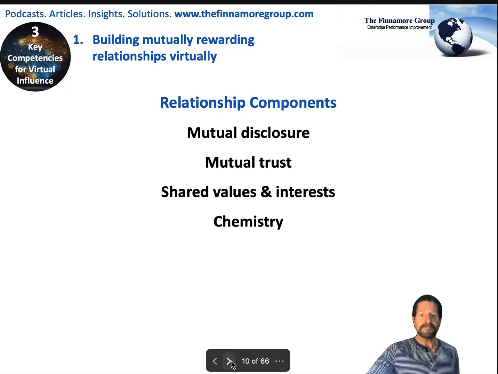So here are the components of a relationship. Social psychologists tell us mutual disclosure. That's a fancy word for knowing stuff about each other. Mutual trust. Shared values and interests. Kind of obvious, some of these, right? And finally, chemistry, which means, does it feel icky to talk to the other person, or does it feel good to talk to the other person? Is it draining and exhausting, or does it make you feel good, even energized? Those 4 things, how can we cultivate those?